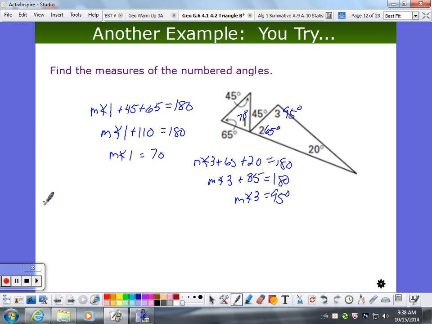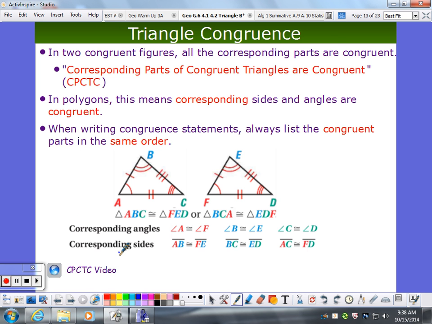Make sense? All right, we'll move on into triangle congruence. In two congruent figures, all the corresponding parts are congruent. That's the definition of congruent figures. So if two figures are congruent, their corresponding parts are congruent. Now, what's a corresponding part? That's a good question.